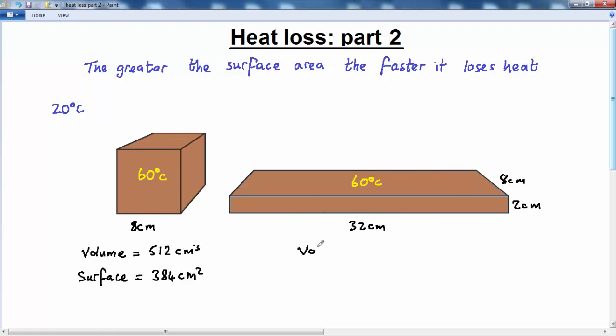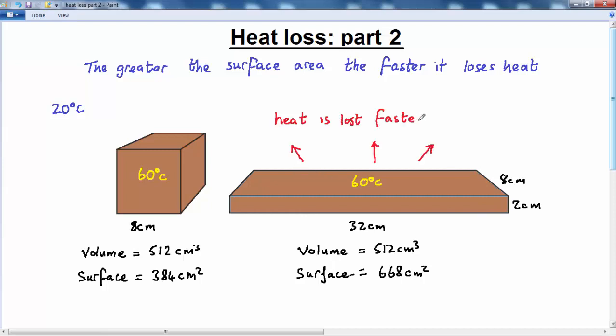So its volume is again 512 cubic centimeters, but its surface area this time, and I've already done this for you, but you can double check if you want, will be 668 centimeters squared. So by flattening this cube, we've kept the volume the same, but we've increased its surface area. Which of these objects will lose heat faster? Well, the flatter shape will lose heat faster. Its temperature will fall at a greater rate because it has a greater surface area.